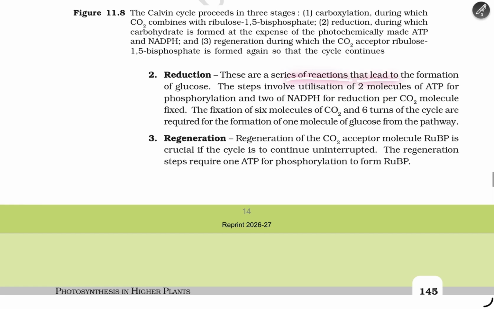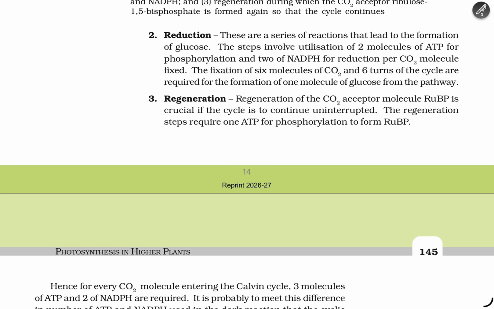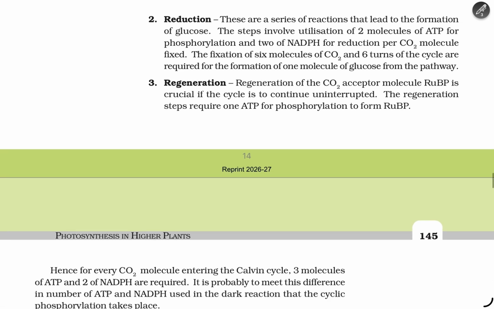The reductions are a series of reactions that lead to the formation of glucose. The first step involves utilization of 2 molecules of ATP for the phosphorylation and 2 NADPH for the reduction of each CO2 molecule fixed. The fixation of 6 molecules of carbon dioxide and 6 turns of the cycle are required for the formation of 1 molecule of glucose from the pathway.